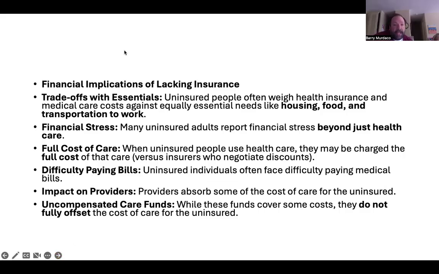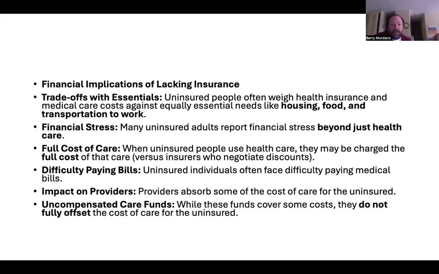Financial implications of lacking insurance. Trade-offs with essentials. Uninsured people often weigh health insurance and medical care costs against equally essential needs like housing, food, and transportation to work. So you have to choose between one or the other, which is a very cruel and inhuman thing to subject people to. Financial stress. Many uninsured adults report financial stress beyond just healthcare.